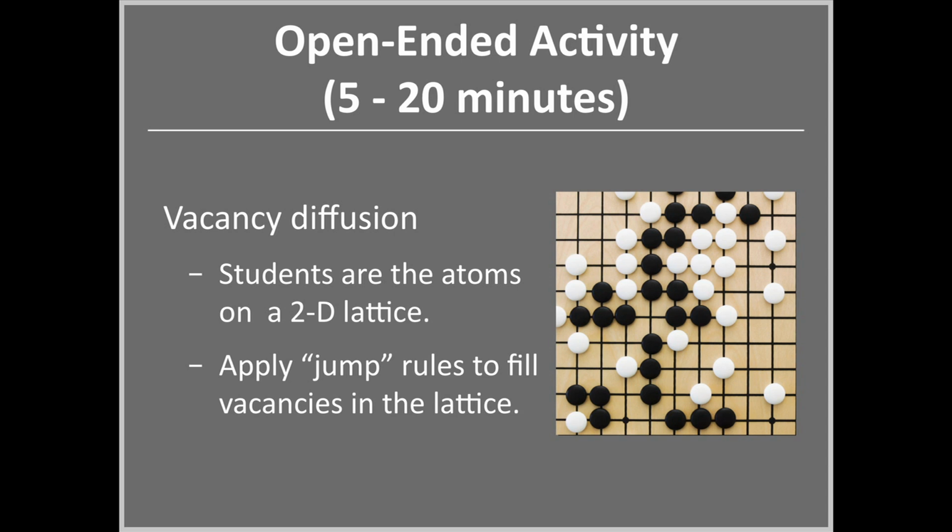Each color represents one of the types of atoms that will diffuse. Each student is then assigned a number that will determine when each student can move, and the students are then tasked to find a spot on the lattice. At the beginning of the activity, all students representing one type of atom are assigned to one side of the grid, and all of the other students representing the other type of atom are on the other side of the grid.